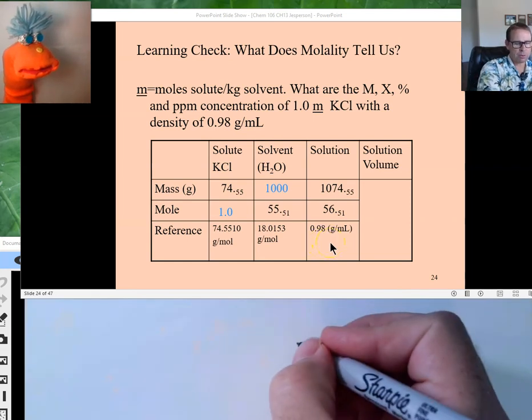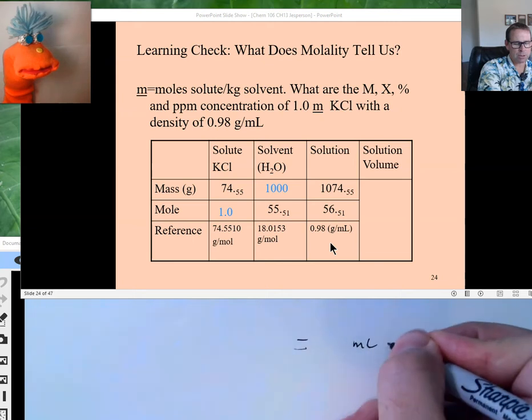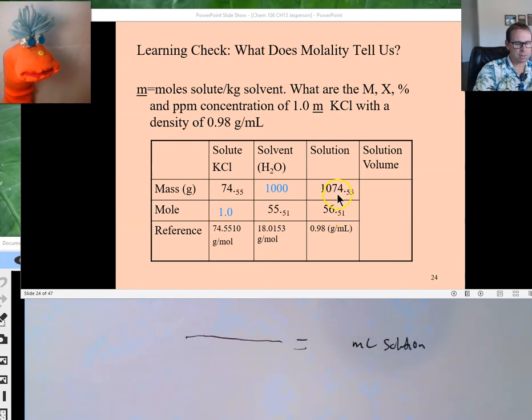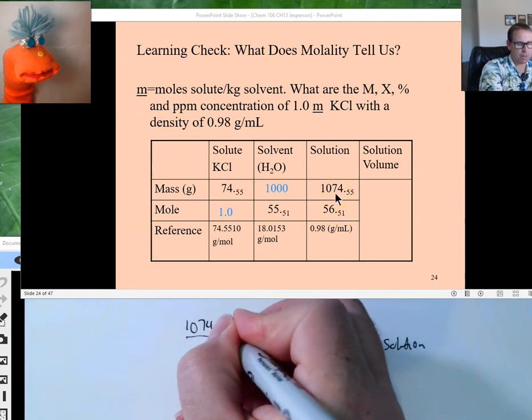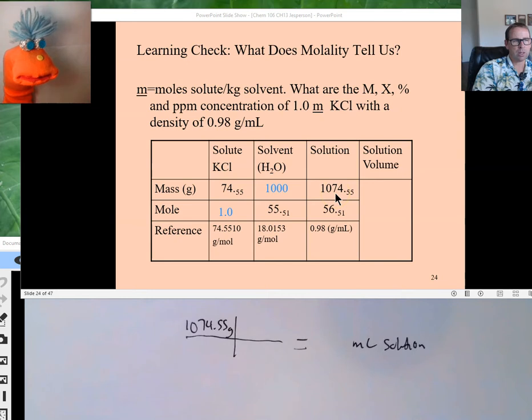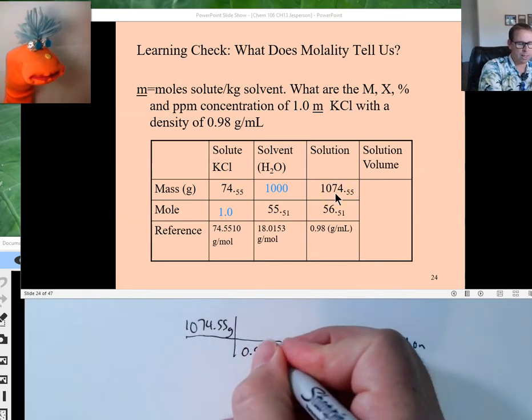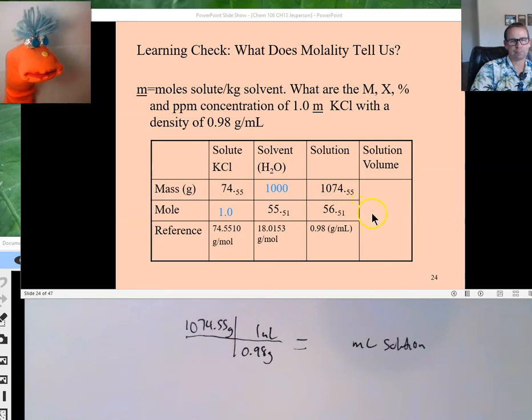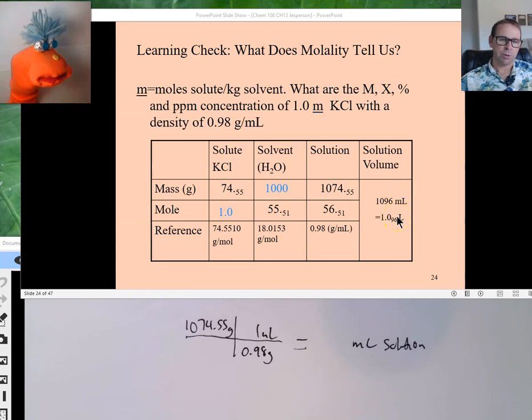Okay. So I'm after solution volume. I would like to know how many milliliters of solution. I have solution mass, 1,074.55 grams of solution. How can I use the density? Oh, yeah, okay. So 0.98 grams for every 1 milliliter. Very good. So that divided by my 0.98 grams will give me my milliliters of solution. And then I want to convert that into liters, so 1.096 liters or 1,096 milliliters of solution.